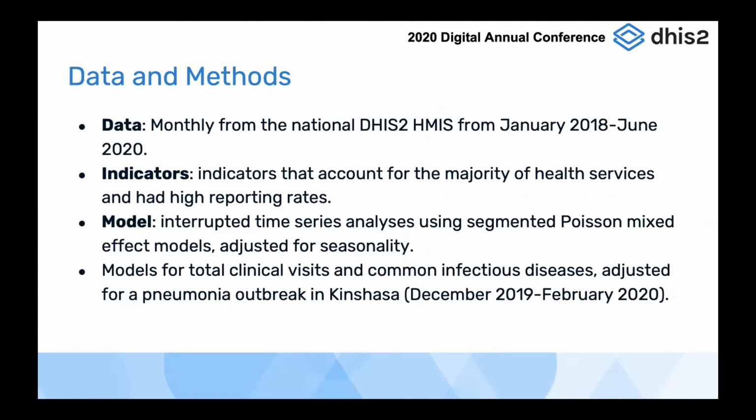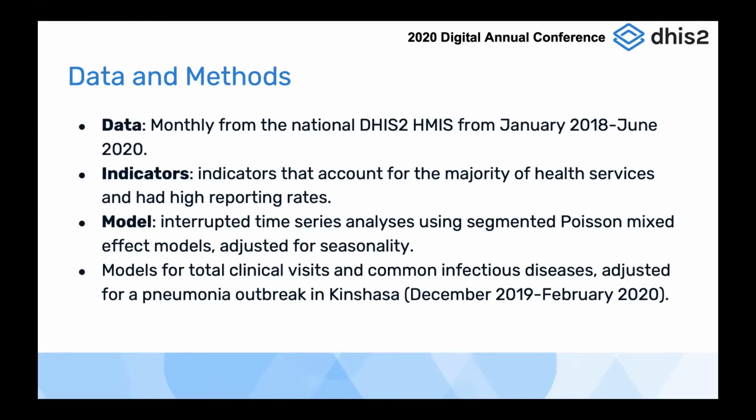So in terms of data for our research project, we use the same data that Celestin just described. This would be the monthly DHIS2 data from the national NHMIS system. We used the data from January through June of 2020 for this analysis. We had a number of choices in terms of which kinds of indicators we wanted to use. Obviously, there's a lot available in the DHIS2. We tried to focus on indicators which represented the vast majority of services available, and also had high reporting rates. But we also tried to get a comprehensive picture of what was happening within the health sector.